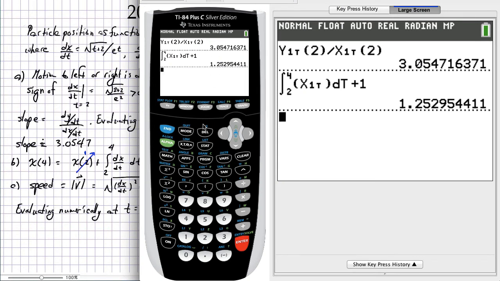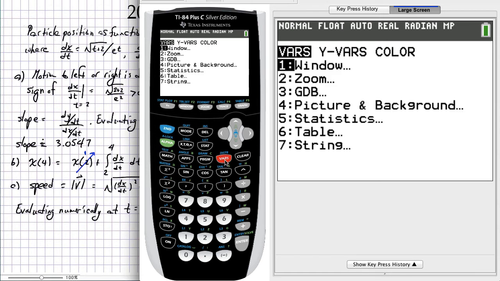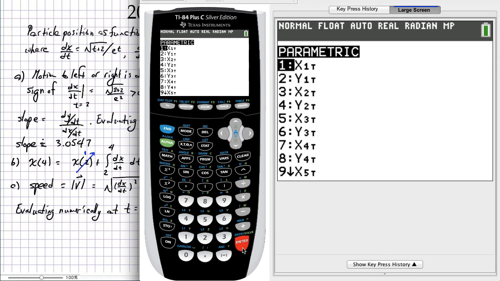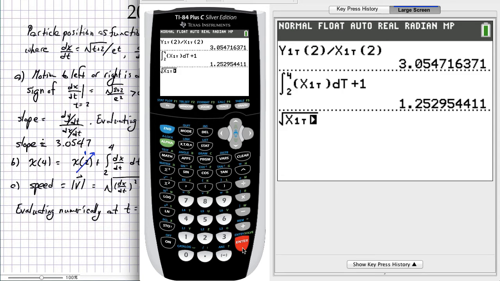So I just need to calculate the square root of x1t squared plus y1t squared evaluated at t equals 4. So let's just reference those equations. Again, it's very useful to put these equations in just once so that you can then reference them each time you need to. We need that squared. Actually, we need that squared at t equals 4. Let's back up.